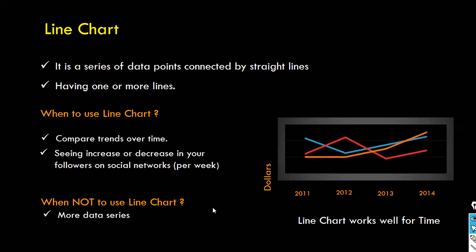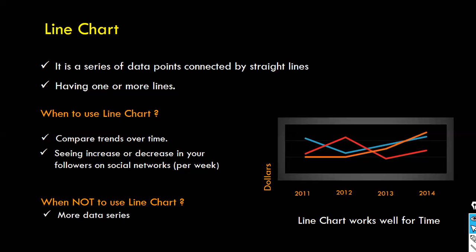When not to use a line chart? More data series. Let's say you sell products under 1,000 subcategories, right? So you will see a lot of crisscross here. It will be cluttered. So in that kind of situation, you cannot use a line chart because it will not be in a readable form.